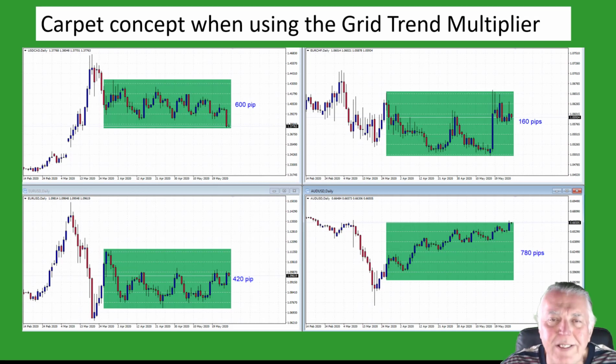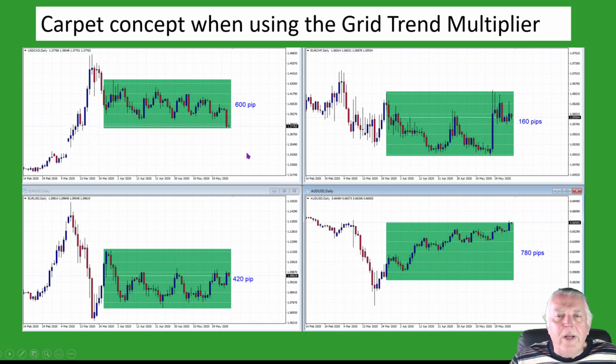So what we did is we provided settings for the USD CAD, the Euro Franc, the Euro USD and the Aussie USD as our set and forget plug and play settings. So those are the currencies we selected, and obviously you can select aggressive, balanced or conservative settings.